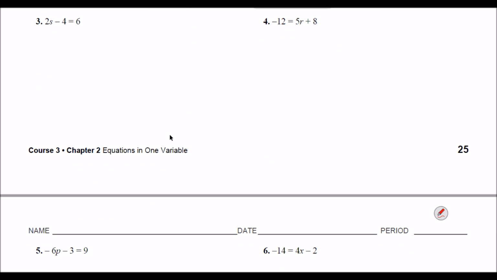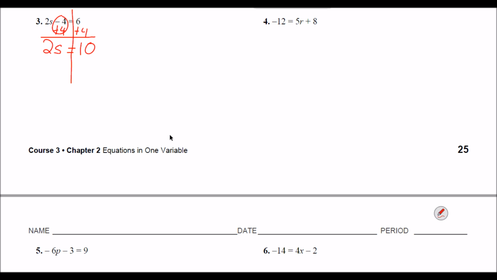All right, moving down to number 3. We have 2s minus 4 equals 6. So again, we draw our line to help us remember the left side and the right side. We have 2 multiplied by s, and we have subtract 4. So we want to get rid of the subtraction first. The opposite of subtract is add 4. That zeroes out on the left side. The 2s drops down. 6 plus 4 becomes 10.